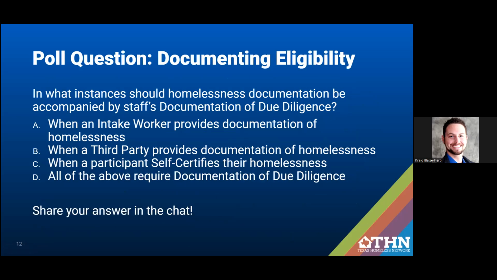All right, next we have a poll question as we move into the next section. If you want to go ahead and share your answer in the chat. The question is, in what instances should homelessness documentation be accompanied by staff's documentation of due diligence? Is that when an intake worker provides documentation of homelessness, or when a third party provides documentation of homelessness, or when a participant self-certifies their homelessness, or are all of the above required to have documentation of due diligence?